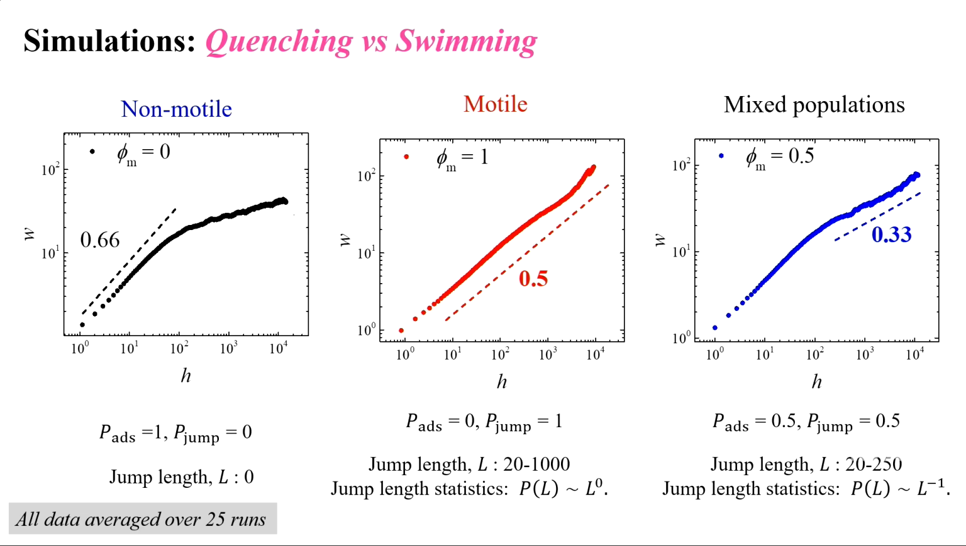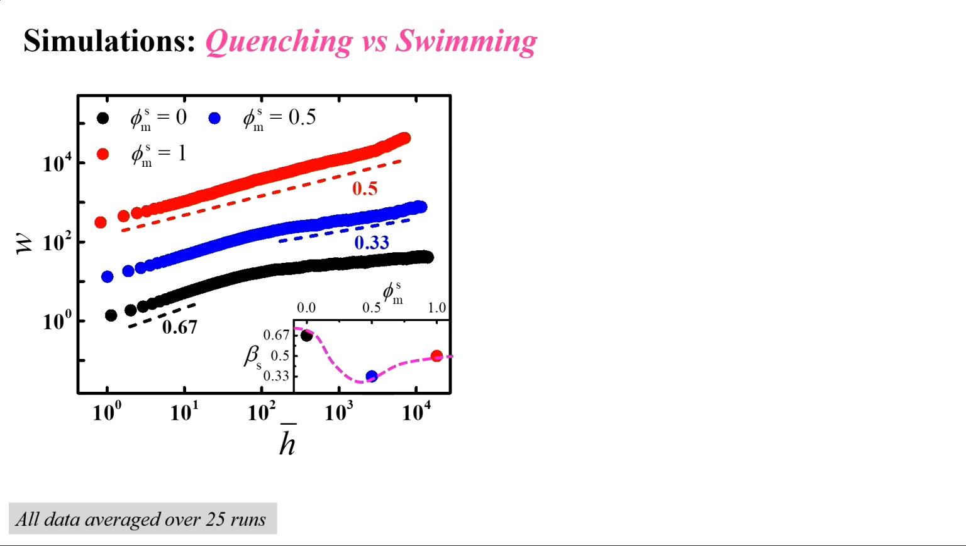And then for the mixed population, what we see is that initially we still had something similar to 0.66, because the passive swimmers are dominating at the initial time scales, or the initial mean heights, and then later it kind of saturates towards 0.33. This is just what I summarized. So now the beta on this dashed line is what I just showed you in the experiment. Effectively, this simplified description seems to capture that the variation in beta is coming from the phi m fraction.